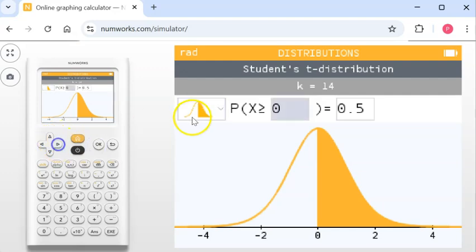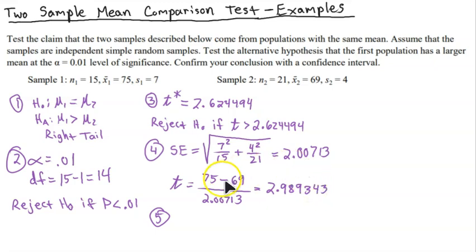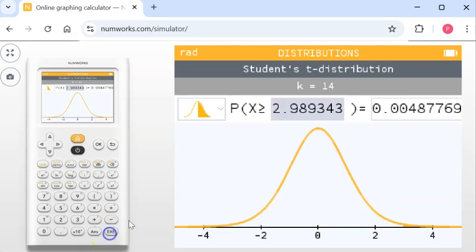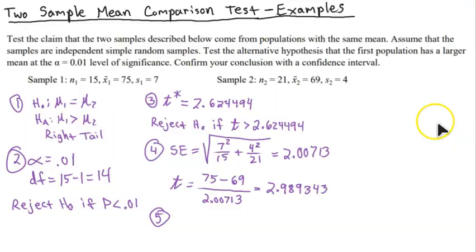And then we're going to put in here, in the middle, we're going to put in our actual t statistic, 2.989343. And when we hit enter, our p-value will be over here in this box. And so our p-value is 0.004878. Okay, so our p-value is 0.004878.